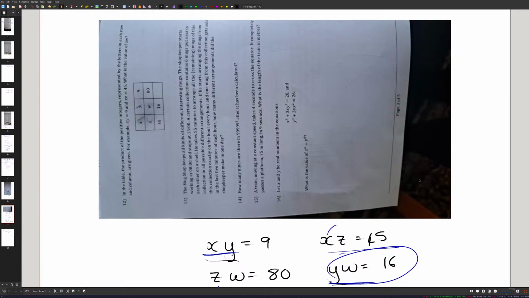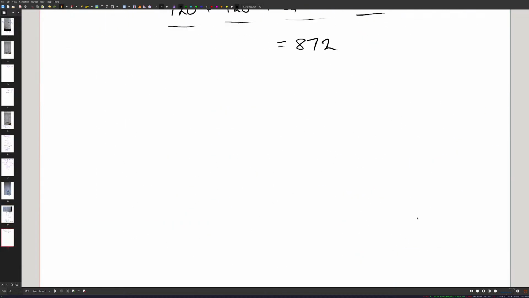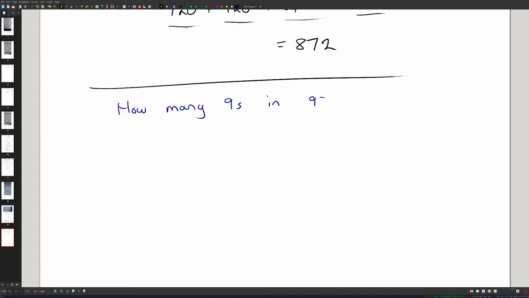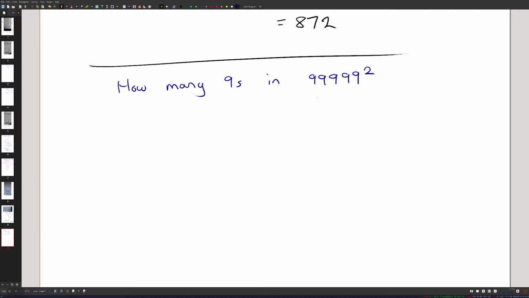How many 9s are there in... How many 9s are there even in that number? Is that 5 9s squared after it has been calculated? Okay, so in the digits, how many nines in 99999 squared? I mean, the first thought that I have is that this is 10 to the 5 minus 1.